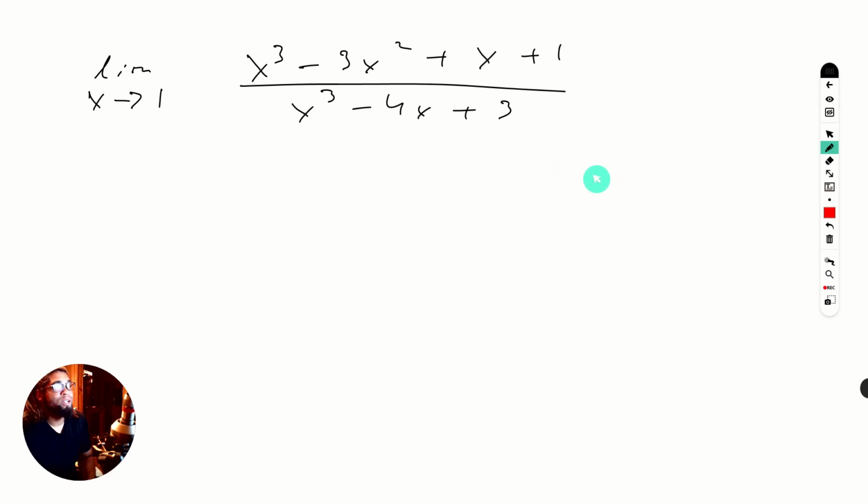All we have to do here is write in 1 to the third minus 4, 1 plus 3. Again, why are we using 1? Because that's our limit as x approaches 1. So if we do 1 to the third, we still get 1. If we do 4 times 1, we get 4. And if we do plus 3 here, so order of operations, right?